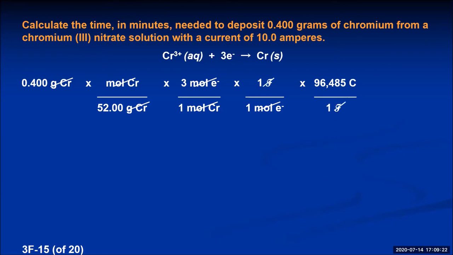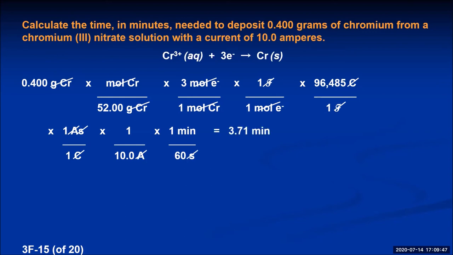And then a coulomb is equivalent to an amp second. So this now gives us the units of amps times seconds. If we divide this by the number of amps that were used in this electrolytic cell, which is 10, the amps cancel out, and we now have the time in seconds. If they want it in seconds, you're done. But if they wanted the time in minutes, we'll do one more conversion. 60 seconds equals 1 minute. So 60 seconds on the bottom to cancel out, and we get a time of 3.71 minutes that that electrolytic cell must be used.